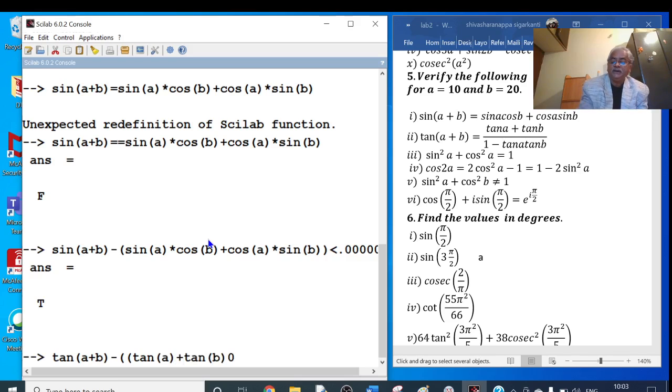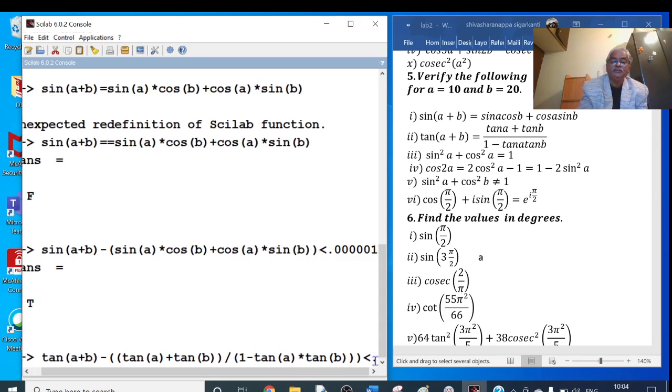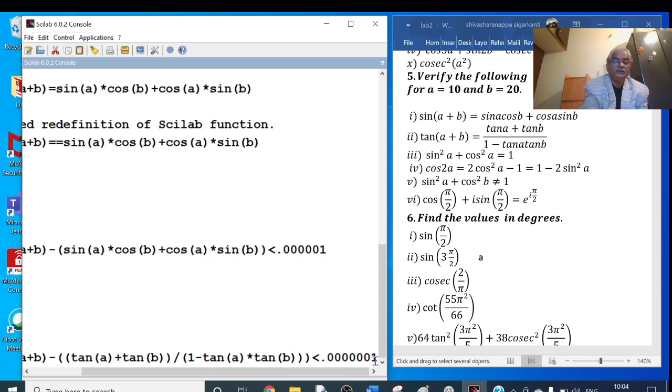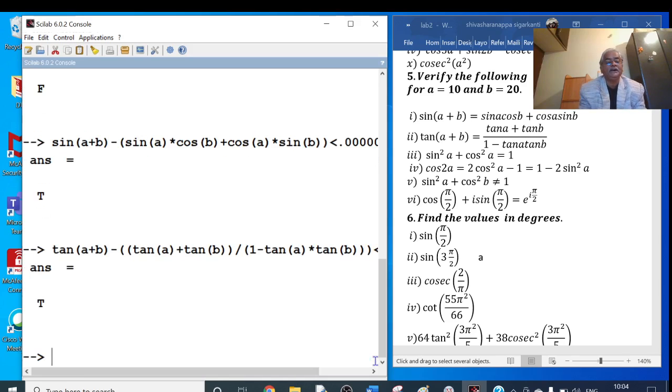This is for the numerator, divided by, for the denominator also open a bracket, 1 minus tan A star tan B, bracket close. One more bracket close for the denominator and one more bracket close for this whole thing here. That tan of A plus B minus this thing is less than 0.00000001. Okay, then if I enter, I am getting this is also equal to true.